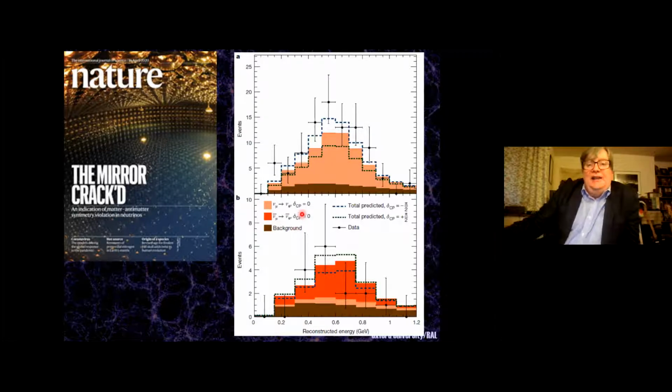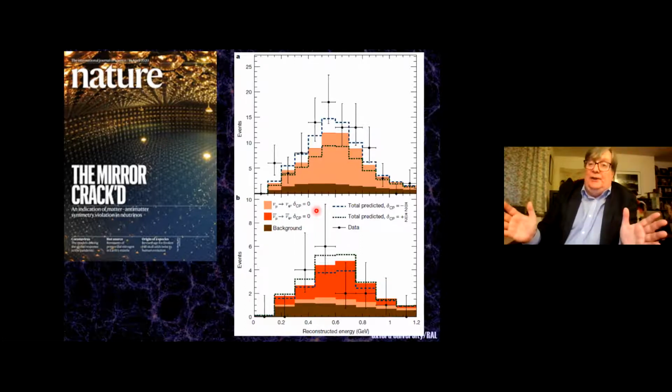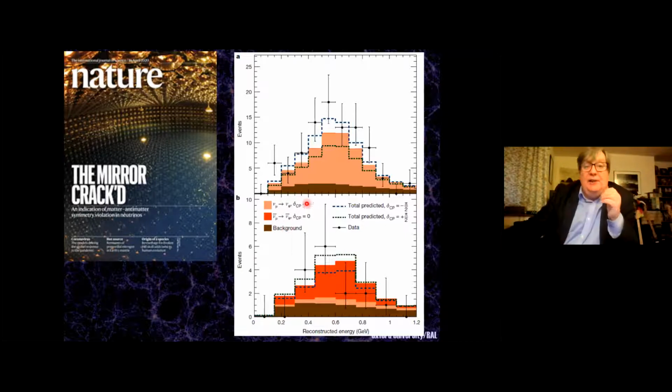The reason that Nature stuck it on the cover was that the colored histogram is the expectation. This angle delta is an angle that parameterizes how much CP is violated. If delta is equal to 0 or delta is equal to pi, then CP is conserved. If delta has any other value, then CP is violated. So we parameterize CP violation in terms of this angle delta. The prediction for delta equals 0 is shown here.